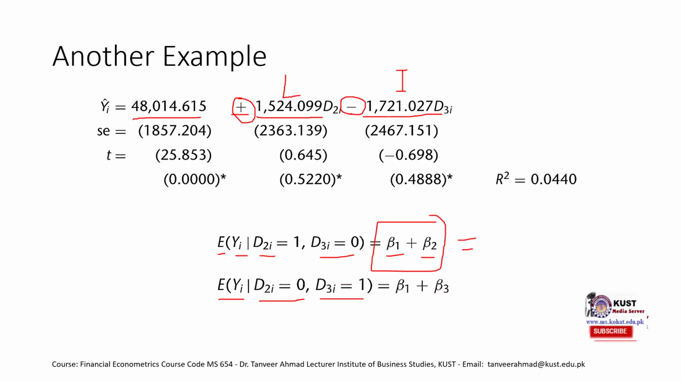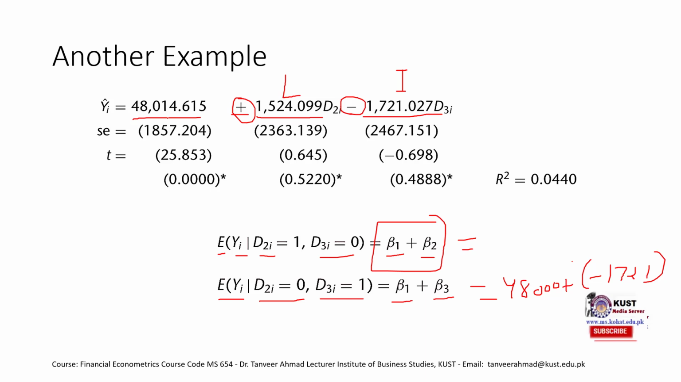So in this case, we say that a school teacher in Islamabad will earn 1700 rupees lesser than the base category, than the person working in Karachi. So again the formula would be B1 plus B3, but in this case it would be 48,000 plus minus 1721. So it would be 1721 rupees lesser than the school teacher working in Karachi.